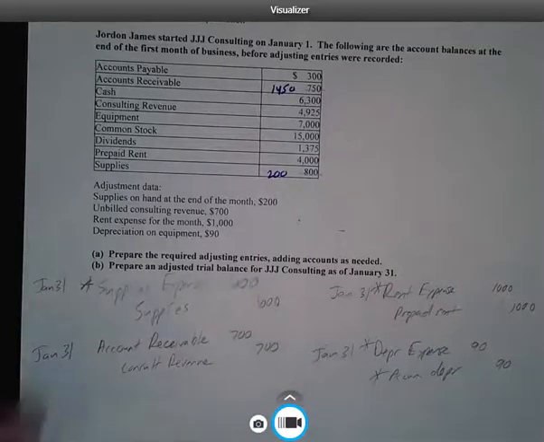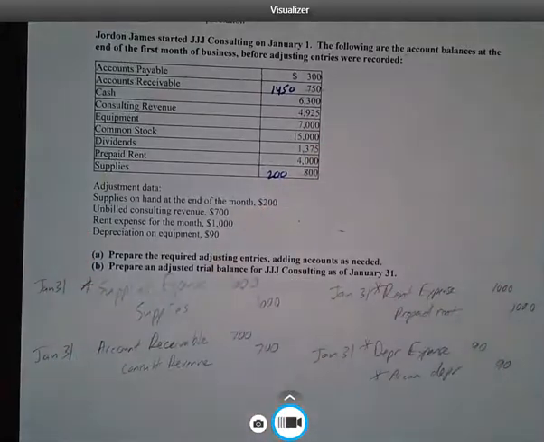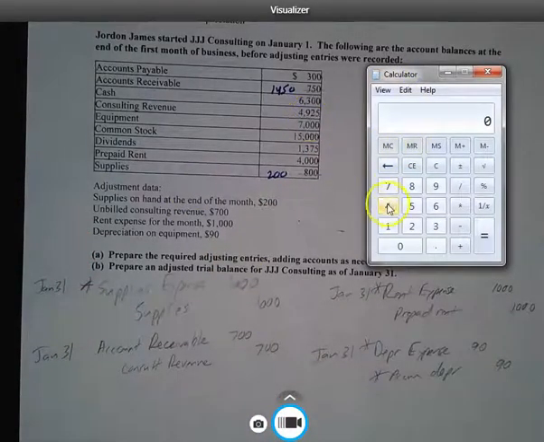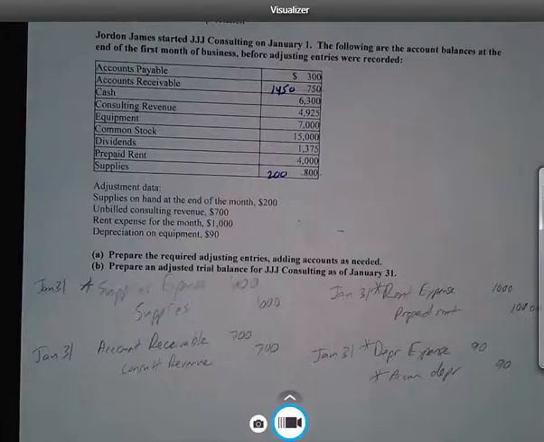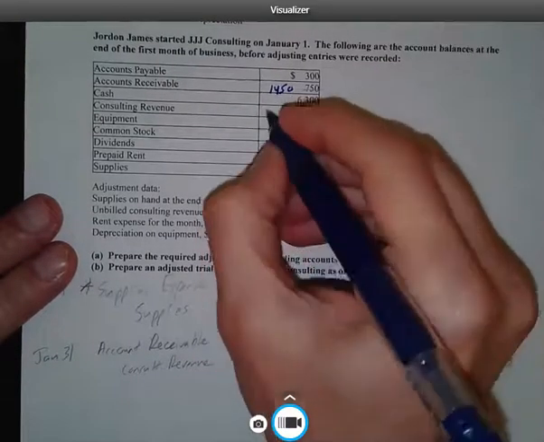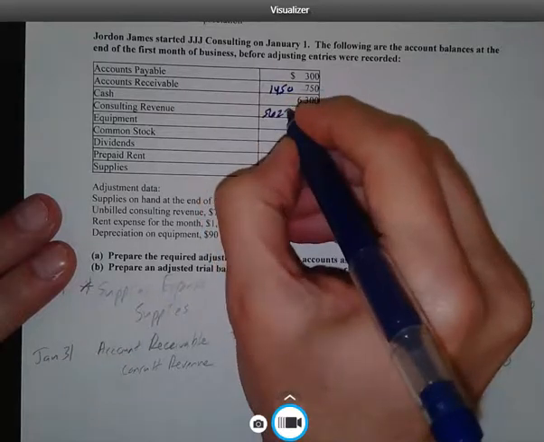Consulting revenue is also going to go up. Let's bring our calculator over here so you know where I got these numbers. Consulting revenue was $49.25 for all of the revenue that they recorded before the adjusting entries, and then we're just going to add that same $700 to it, and that gives us $56.25.